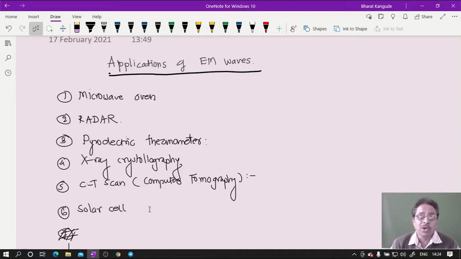So what we have learned in the last chapter, in the previous chapter we only saw the theoretical aspect. In this chapter we are going to learn the applied approach or technological approach of all these types of applications of electromagnetic waves. The earlier chapter was theoretical, this chapter is very practical.